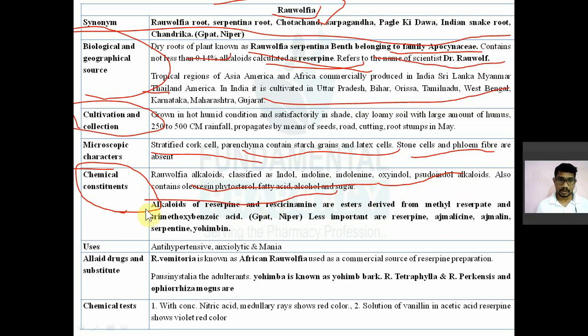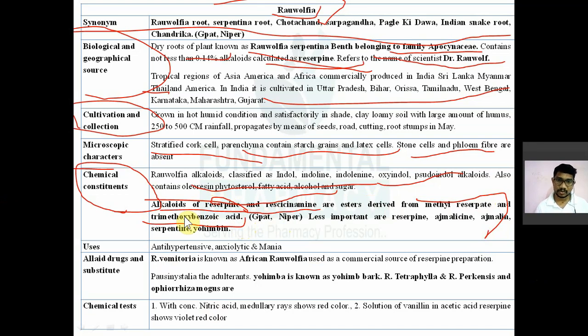The alkaloids are reserpine and rescinnamine. These are the two important alkaloids from this Rauwolfia. Reserpine and rescinnamine. And both are esters of methyl reserpate and trimethoxybenzoic acid. Okay, there will be a base, methyl reserpate, and then trimethoxybenzoic acid. It is an ester of methyl reserpate plus trimethoxybenzoic acid. So reserpine is nothing but methyl reserpate plus trimethoxybenzoic acid.